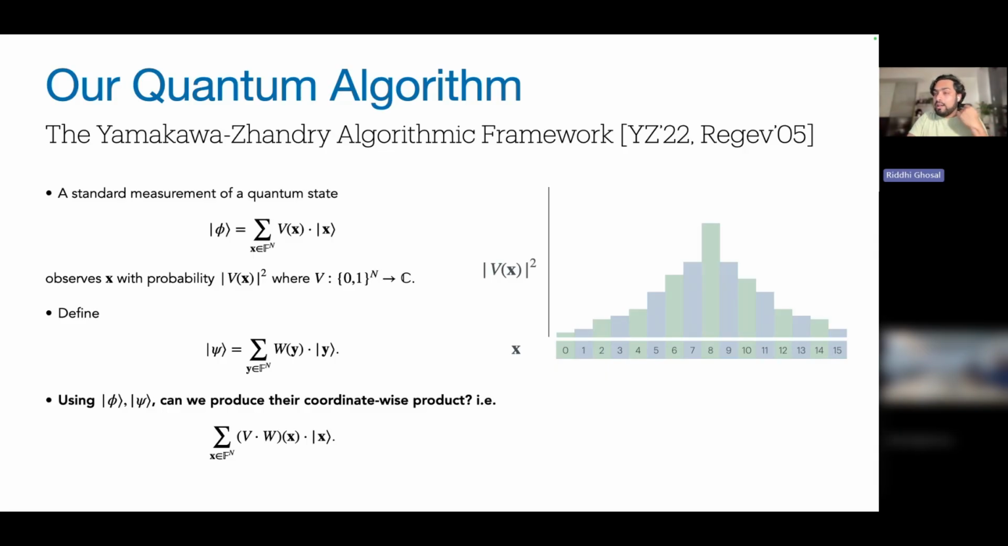Now, why is this non-trivial? You cannot just take the tensor and hope to get this particular state, because if you just take the tensor, you're going to have tons of these cross products.